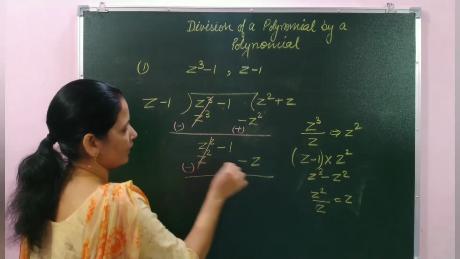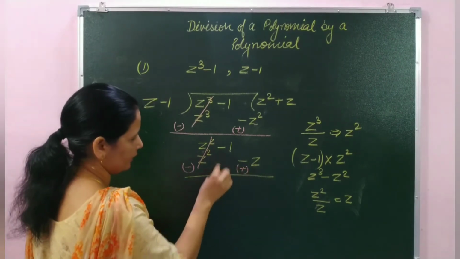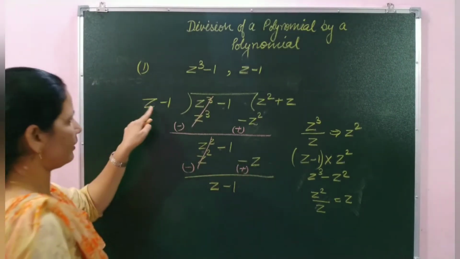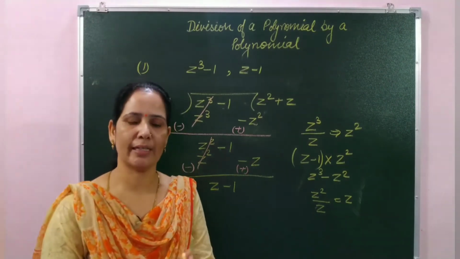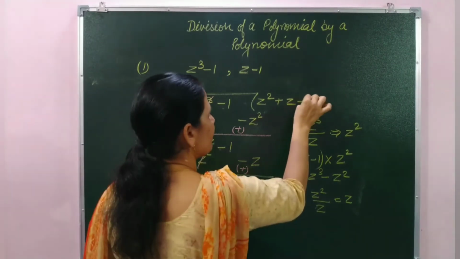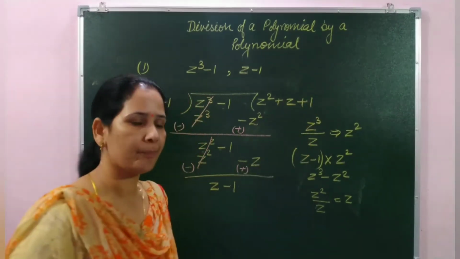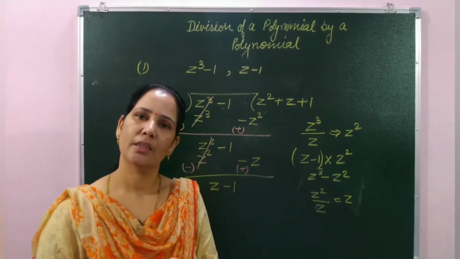This cancels out, and this sign is plus. So we will write first z, and then it's minus 1. z minus 1, z minus 1. Both are the same. Whenever the divisor and the dividend are both the same, then we multiply by 1 only. Okay? Because if any number is multiplied with 1, the answer will remain the same.